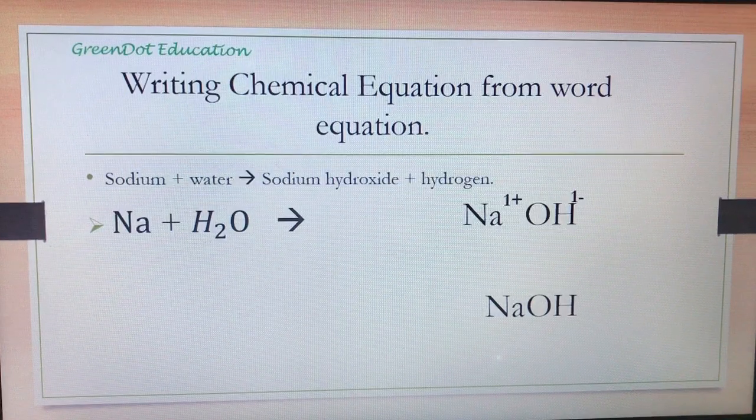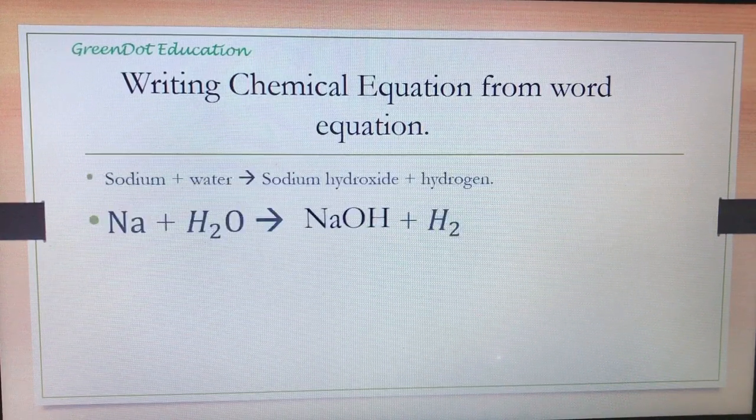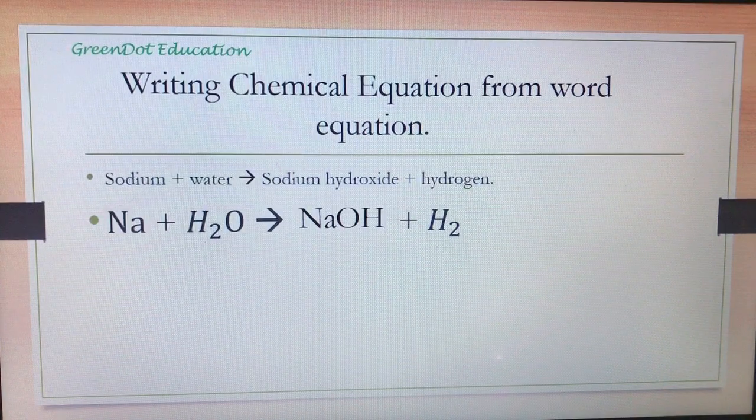We see that the +1 charge neutralizes the -1 charge of the hydroxide ion and hence we get chemically stable or neutral NaOH. So sodium hydroxide is represented by NaOH, and in this way our chemical reaction is complete.